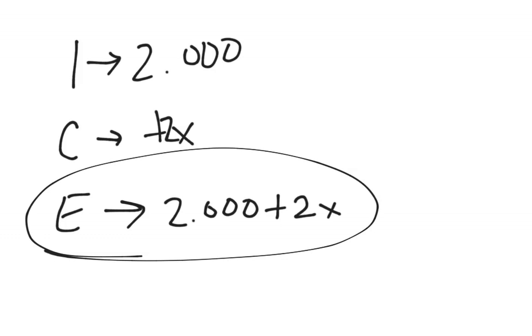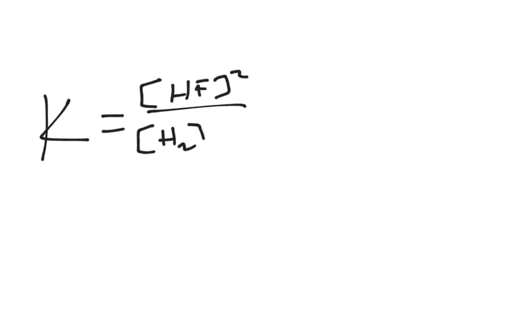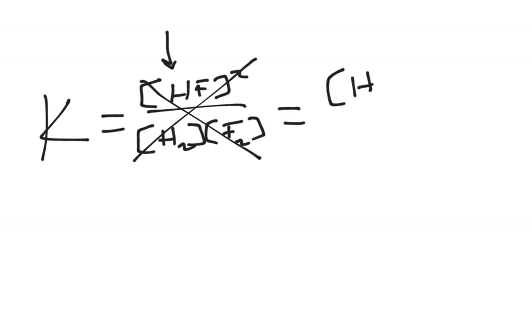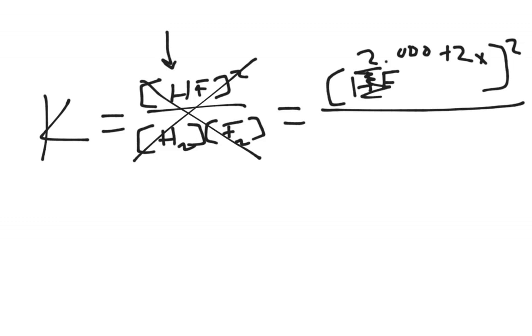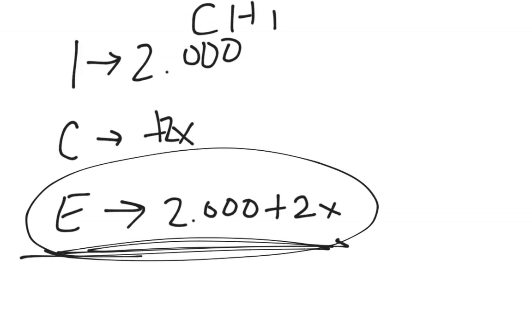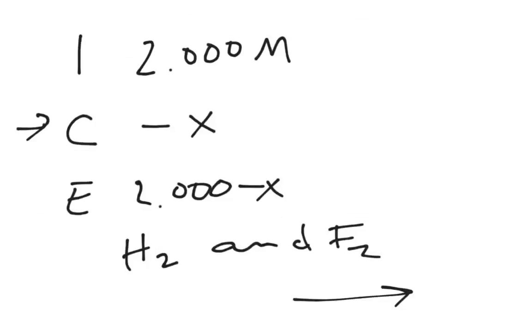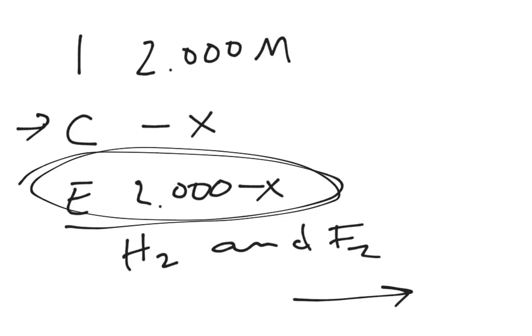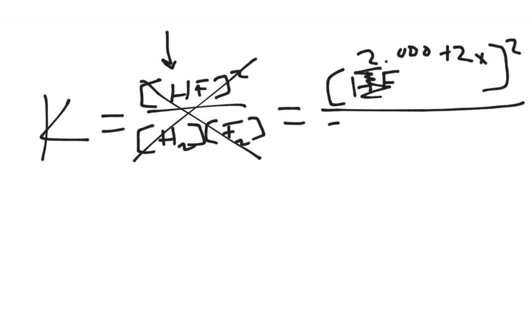Now I'm going to take my equilibrium expressions and put them back into my equilibrium constant. So K is equal to my HF squared over H2 F2. I'm going to exchange these concentrations for what I found for my concentrations. So I'm going to get rid of this because I don't know what that is, and I'm going to say my HF is 2.000 plus 2x, squared. What I found back here, this I'm going to plug in, because this was my HF. And then my H2 and my F2 we found is this one. So I'm going to plug those in to my equation.